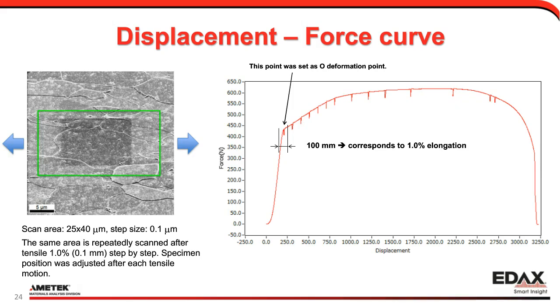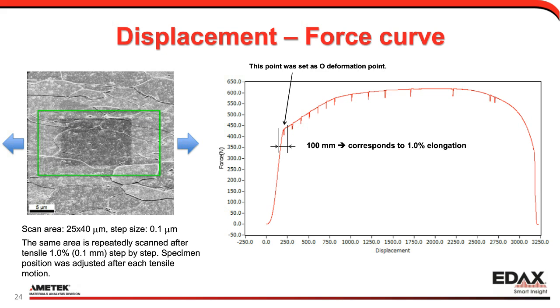So we repeatedly scan that area that you see there after 1% change in displacement, in elongation. Our initial point, our 0 point, is actually after just loading it up. So it isn't exactly 0% strain, just so you're aware of that.